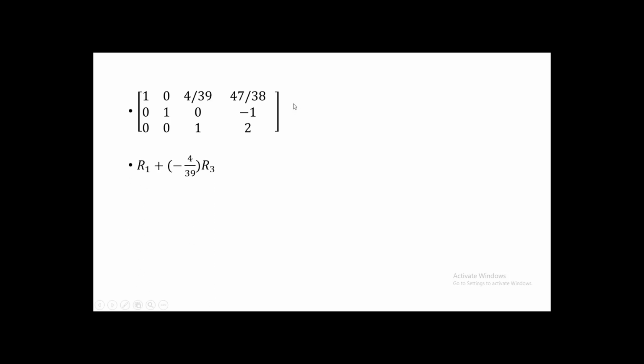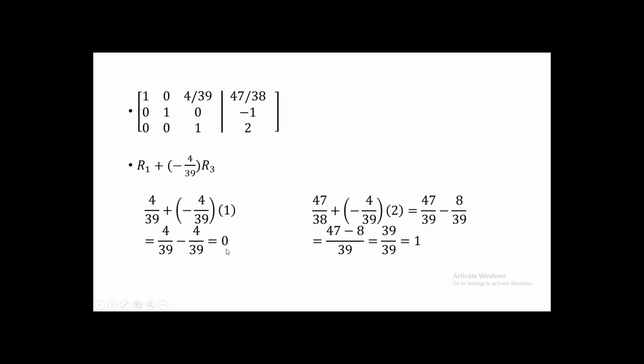Then we need to convert this number into 1. So R1 plus minus 4 by 39 of R3. What will happen is, 4 by 39 plus minus 4 by 39 into 1, which is now equal to 0. And this part will be 47 upon 39 plus minus 4 by 39 into 2, which is 47 by 39 minus 8 upon 39. So when you solve it, you get 39 by 39, which is equal to 1. So this is what you get finally.